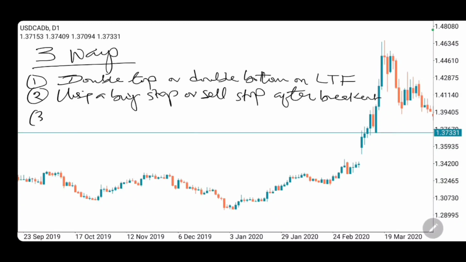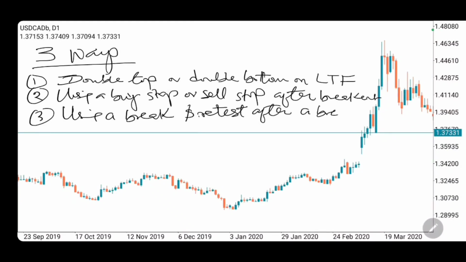Okay, the third one is using a break and retest after a breakout.